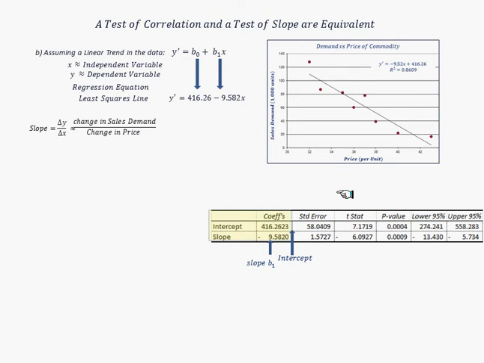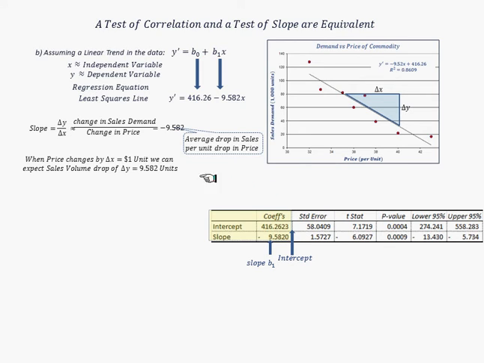The slope is delta y over delta x: change in sales demand over change in price. This is the slope here. Notice the negative slope, negative 9.582. And this is the average drop in sales per unit change in price. When the price changes by $1 a unit, we can expect the sales volume to drop by 9.582, or less than 10 thousand units.